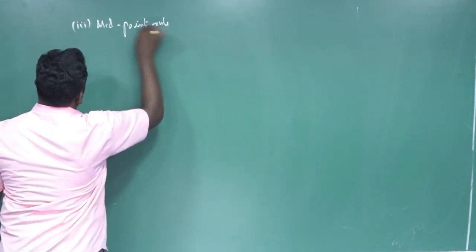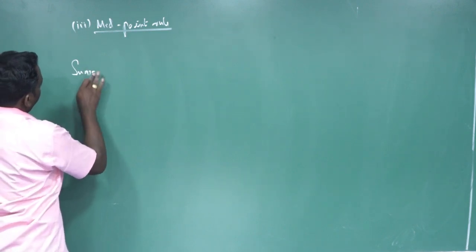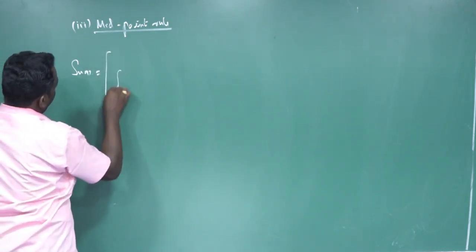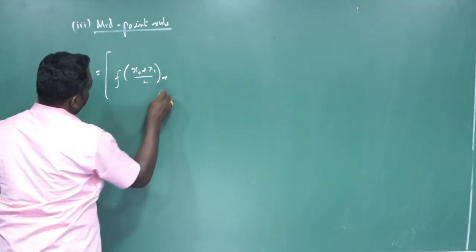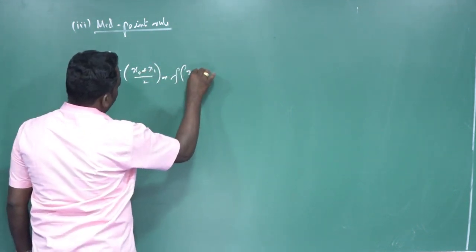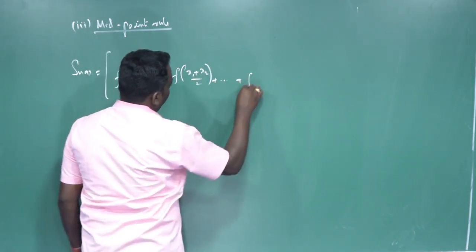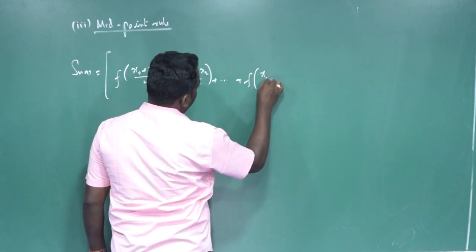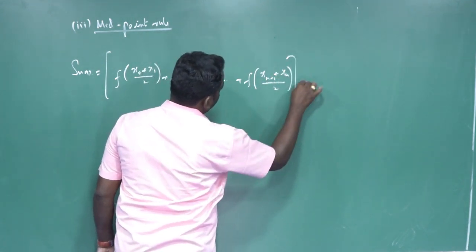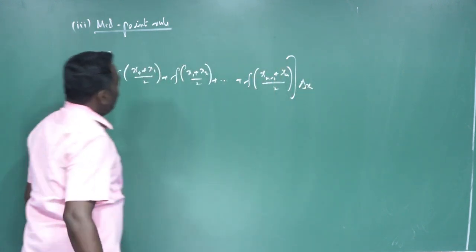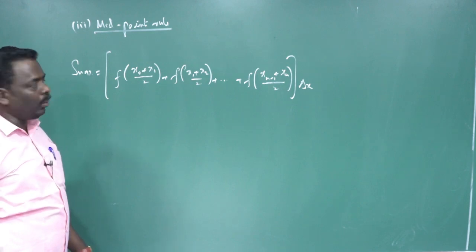The midpoint rule: the sum is equal to f of (x0 plus x1)/2 plus f of (x1 plus x2)/2 plus etc., plus f of (x(n-1) plus xn)/2, into delta x. The sum of two terms divided by 2 is called the midpoint rule.